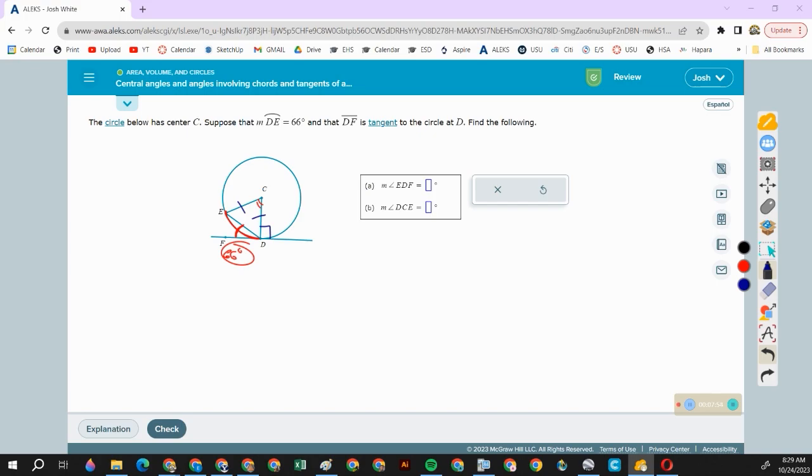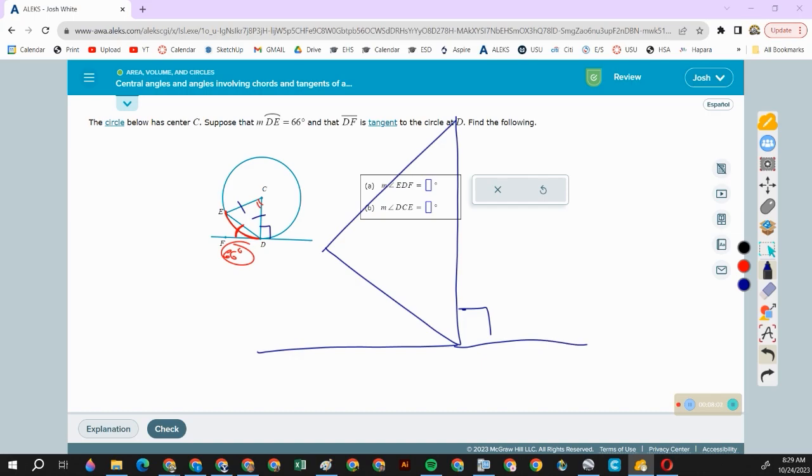Okay. Let me draw a bigger version of this triangle. And I want this angle here. So this is 66, but I know that that side and that side are equal. So if I take 180 minus 66, I get 114.